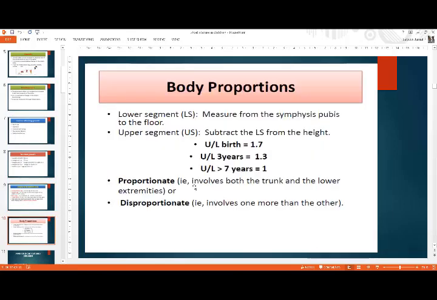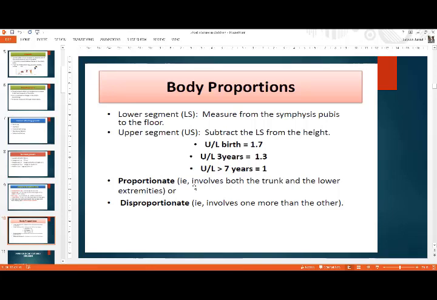Body proportions, lower body segment and upper body segment. These are few terms that you will come across very frequently if you are going to assess the short stature of a child. What is lower segment? Lower segment is measured from the pubic symphysis down to the floor.